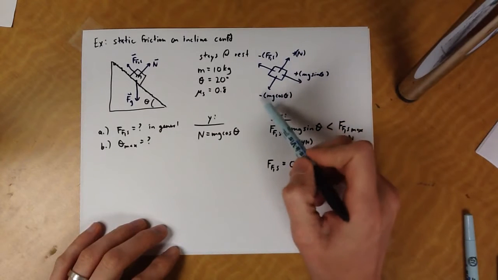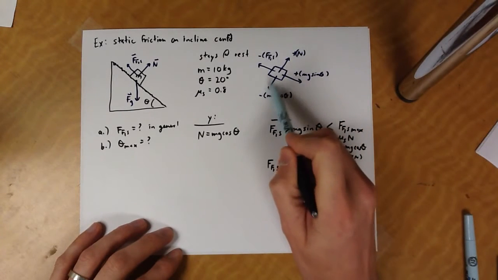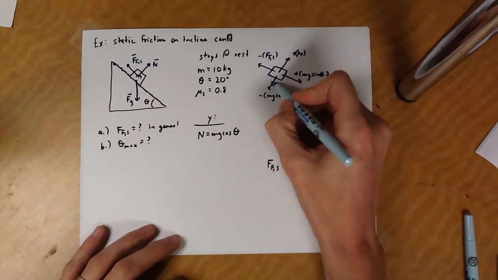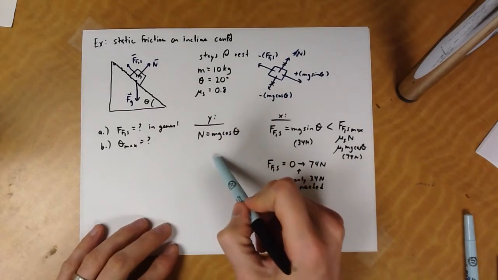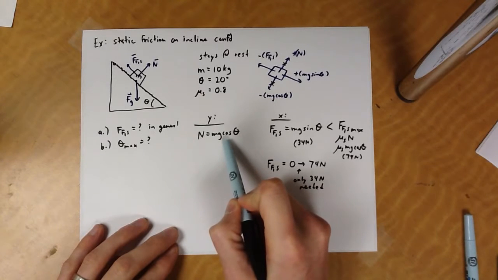Just to give you a recap, as usual, we split up the force of gravity into components. There's a part that goes directly into the surface, and that's offset by the normal force, so those two are going to cancel. That's where the y direction comes in. The normal force just cancels off the mg cosine theta.